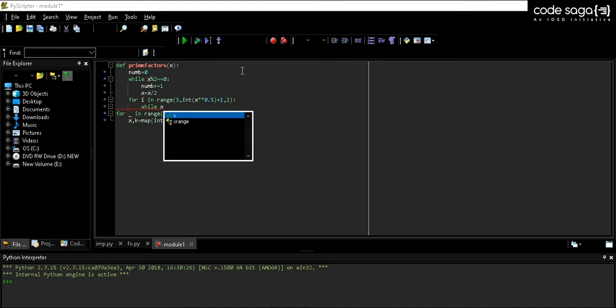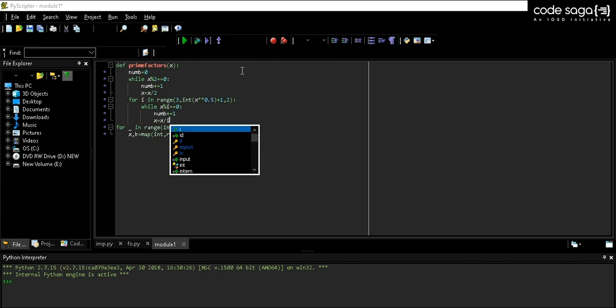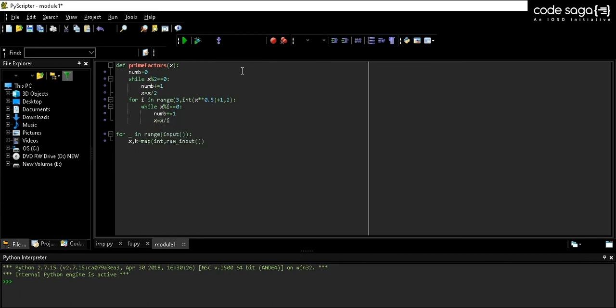While x modulo i equal to 0, num plus equal to 1, x equal to x by i. Now it is also possible that the number itself is a prime number. So what we'll check is if x is greater than 2, we will add num plus equal to 1. So now this here will give us the total number of prime factors of x.